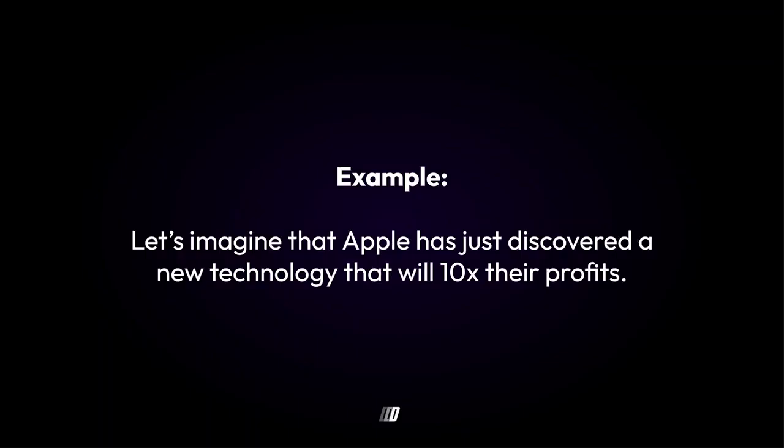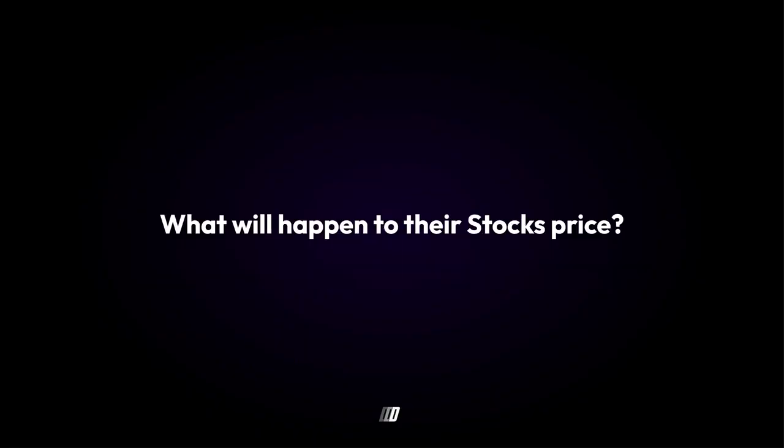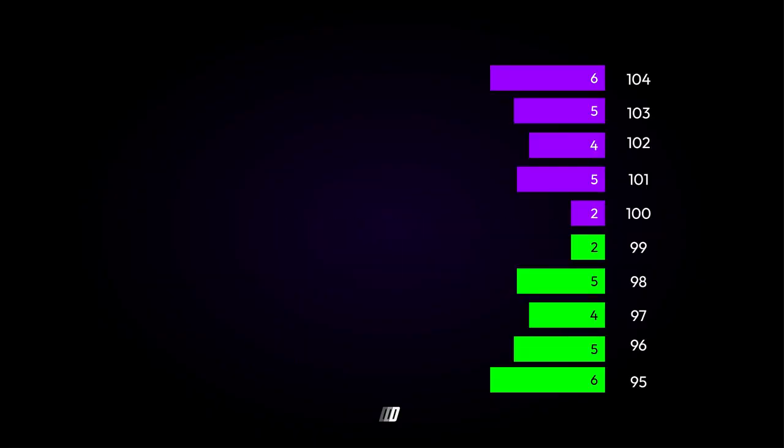Now, let's imagine, for example, that Apple has just discovered a new technology that will 10x their profits because they're going to make their iPhones finally make coffee as well. What will happen to their stock price? Well, let's pretend this is the order book of Apple stock. Well, first of all, you're going to see fewer passive sellers, right? Because no one is really willing to sell so much now.